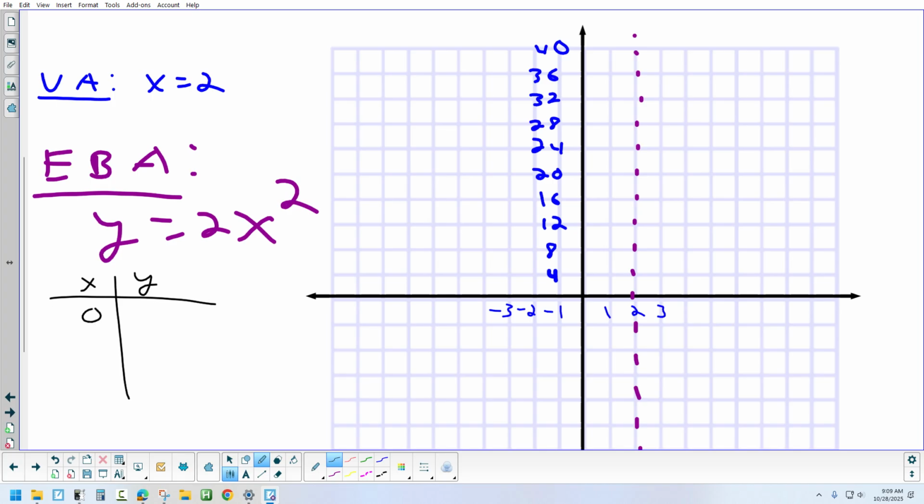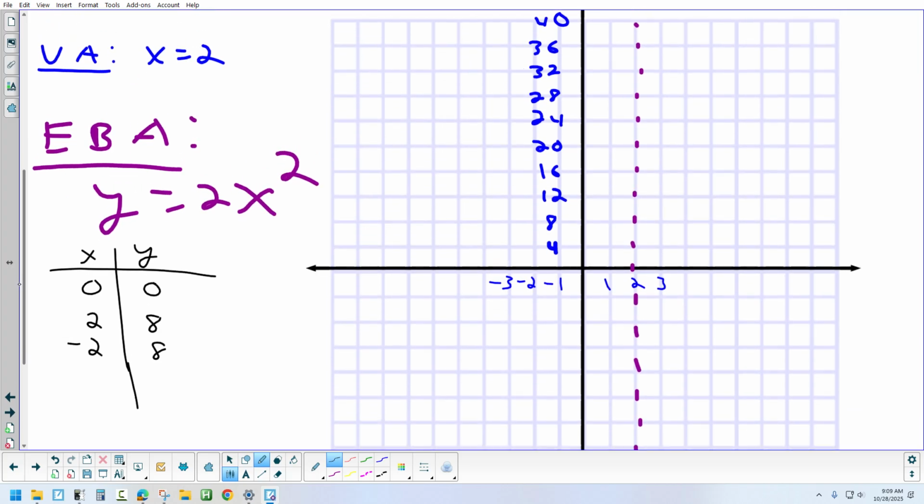Start with 0. If x is 0, we get 0. How about if x is 2? What would be my y value? 2 squared first, right? Yeah. So 4 and then times 2, that's 8. And because it's symmetrical, if you plug in -2, squared is also 4, times 2 is 8.